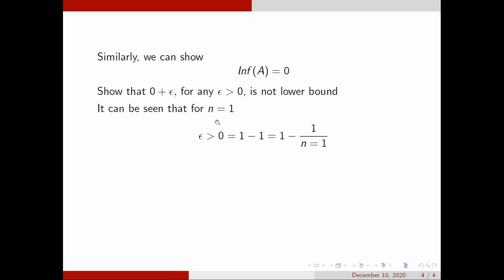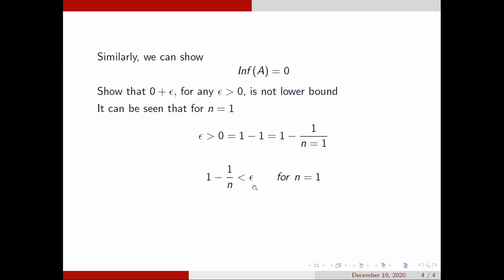And this we can easily see for n equal to 1 for the set. Epsilon is greater than 0. 0 we can write as 1 minus 1, that is, 1 minus 1 by n for n equal to 1. It implies 1 minus 1 by n for n equal to 1 is less than epsilon. It means there exists one element, 1 minus 1 by n with n equal to 1, that belongs to the set A, so there exists one element of the set which is less than epsilon.